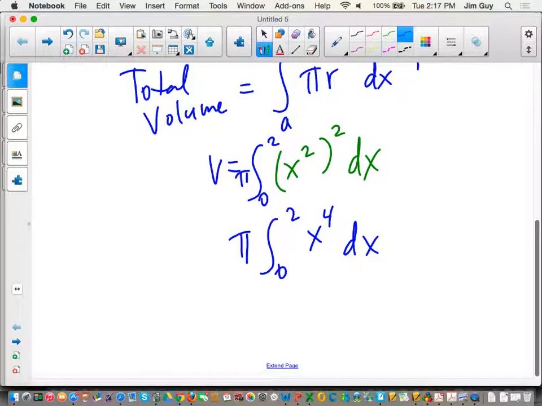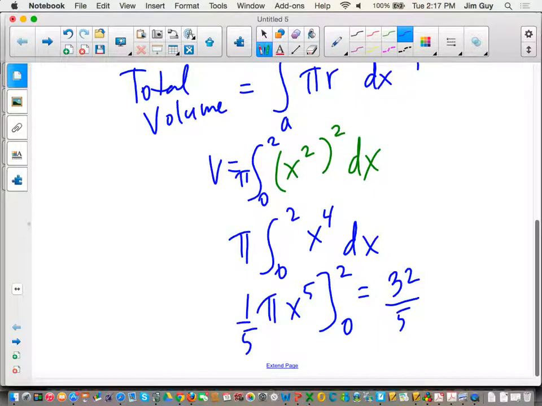So you would get 1/5 times pi x to the 5th. Plug in the 2. Plug in the 0. 2 to the 5th is 32, so 32 over 5 pi. And plug in 0, you get 0. That's the exact volume of that little sideways Hershey's Kiss or chunk of ham.